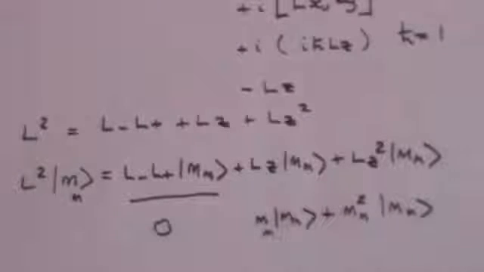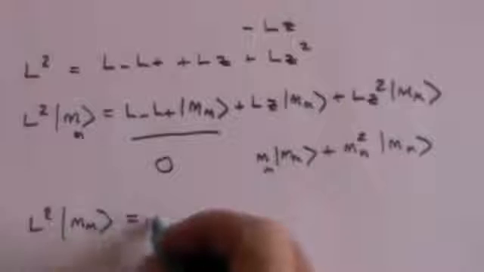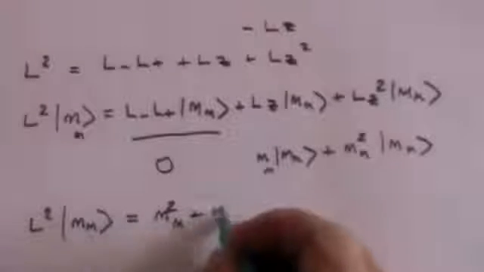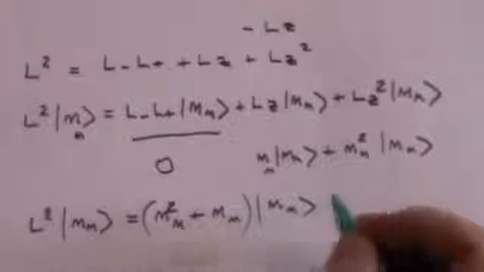And what does Lz squared do? Well, that of course just produces M max squared acting on M max. Lz will always return the value of the angular momentum along the z-axis. So Lz will return the maximum value because we are at the maximum, and Lz squared will simply return the square of that. And that gives us therefore that L squared acting on the maximum value of M gives us M squared maximum plus M maximum, all of that acting on M max.